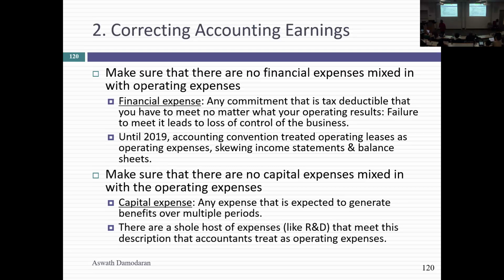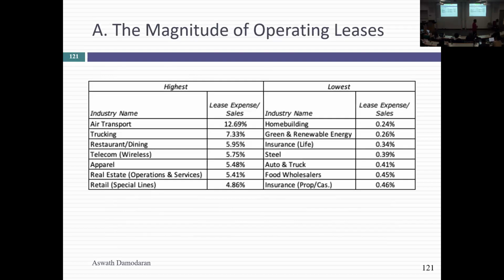The pain in the neck here is you're going to take existing financial statements and have to redo them, because it's not just fixing one number, it's going to change everything about the company when you do it. So let's start with leases.